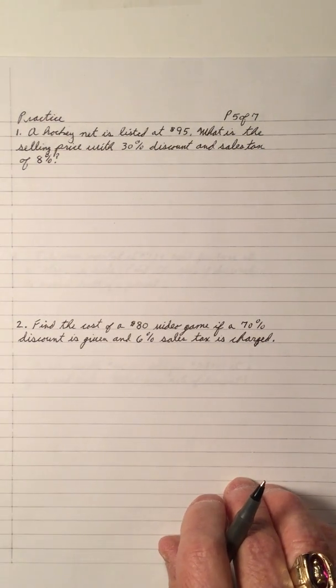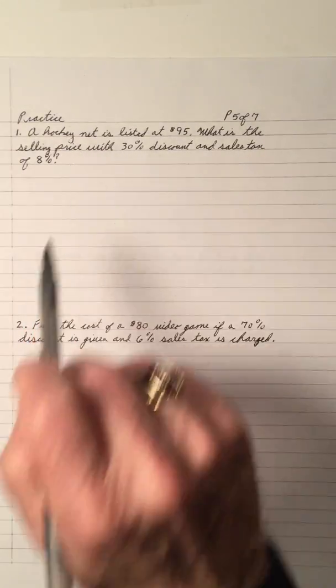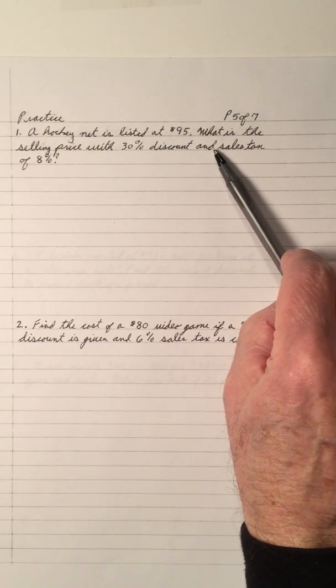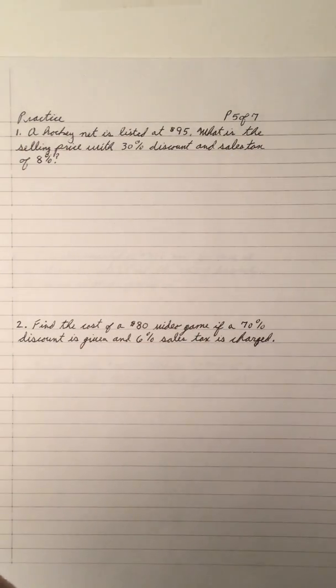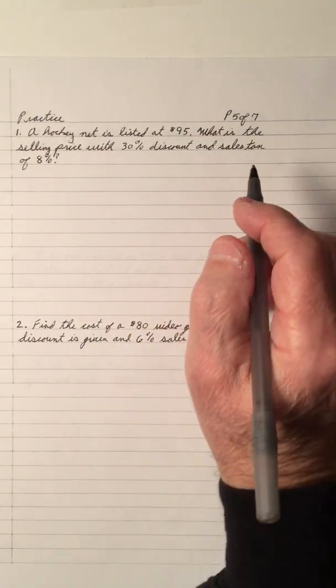Number 5, page 5 of 7. Let's practice these. You can work these out if you wish, but now I have a discount and a sales tax included, because just before this one, we did a video on sales tax. So let's work this one out.